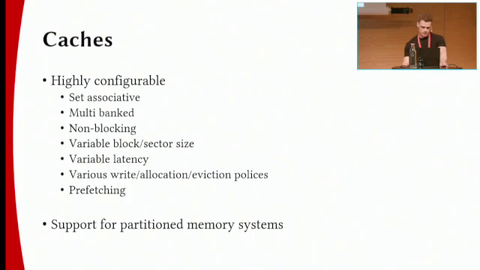And so the next very important component within Arches is the cache model. We tried to make the cache model as flexible as possible. It's a set associative multi-bank cache. It's non-blocking, has variable block size, sector size, and variable latency. And we also support various write allocation and eviction policies, as well as prefetching. And also you can organize these caches in a way to produce partitioned memory systems like the ones you'd see on GPUs, and this is really essential for high bandwidth, high performance memory systems.